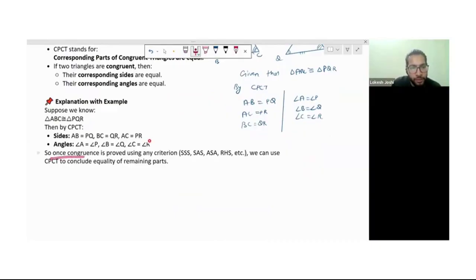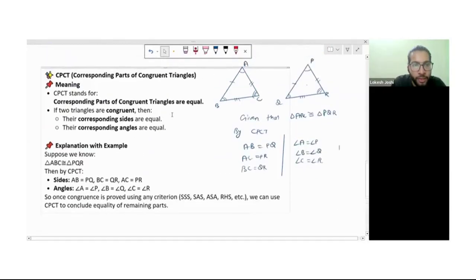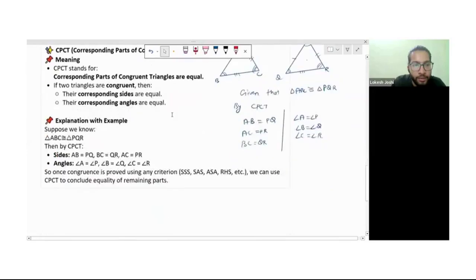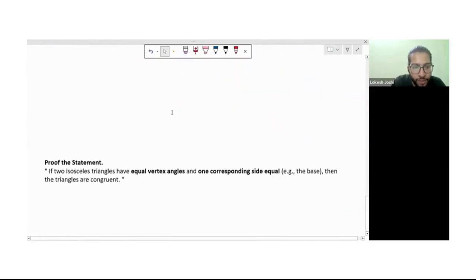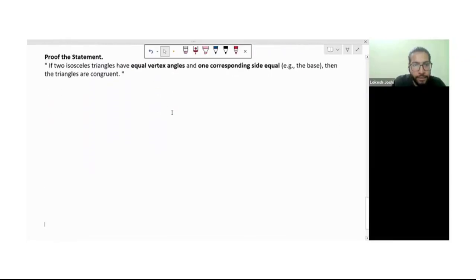So once congruence is proved using any criteria, which is side angle side, angle side angle, RHS, and one more we have done, angle angle side, if triangles are congruent, we can use CPCT to conclude equality of the remaining parts. So that's all for congruence and CPCT. Now I have some questions. It's a statement and we have to do some proofs.